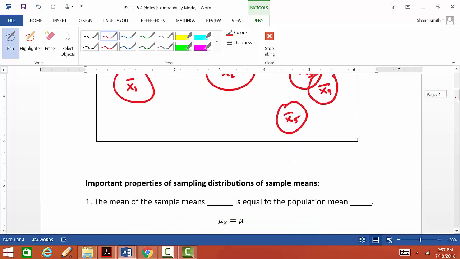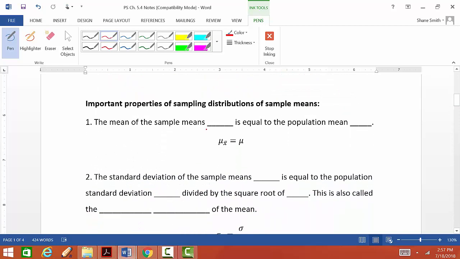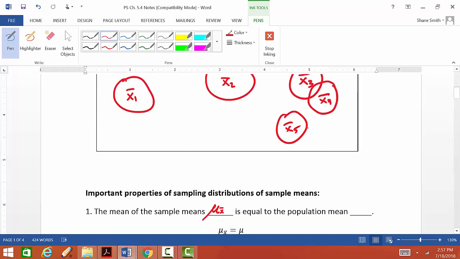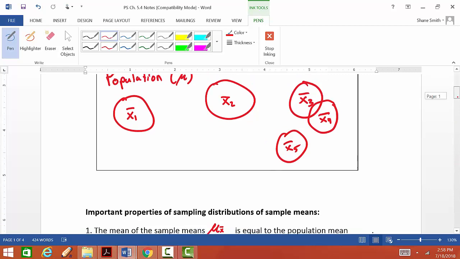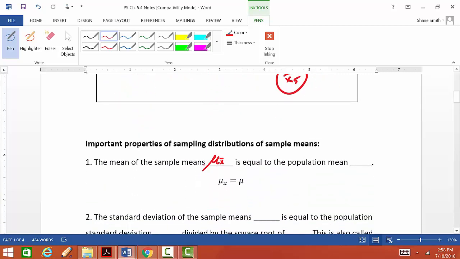The first property is the mean of the sample means, which is pretty abstract. If I get all these x bars, I stopped at 5, but I'll have a bunch of them, let's say thousands of x bars. If I take the mean of all of those means, I will get the population mean mu. The mean of the sample means, which we denote with mu sub x bar, is equal to the mean of the population. And notice my notation here.